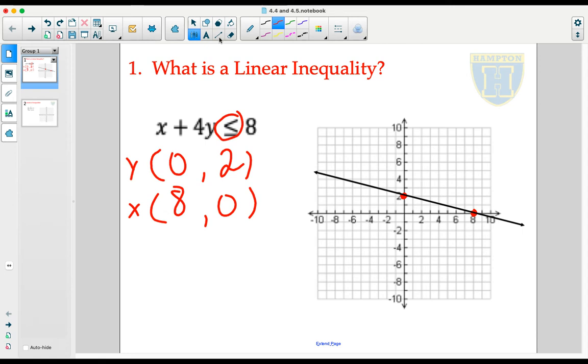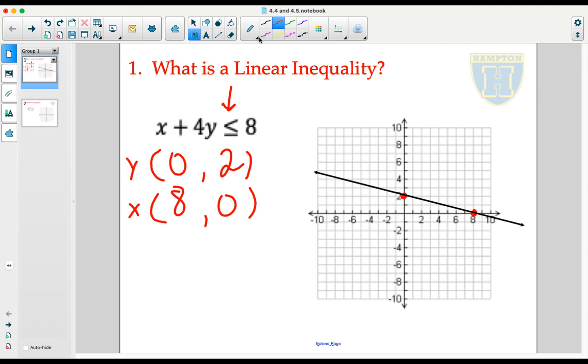Once you've made that decision, it would be really easy to jump right to shading below. You see the less than symbol, you're trained to know that less than means lower or below. It would be really simple to shade below. Unfortunately for us, that's not always the way it's going to go. Because of some of the unique characteristics of linear equations and inequalities, it's not as easy as just saying it's less than, so we go below.